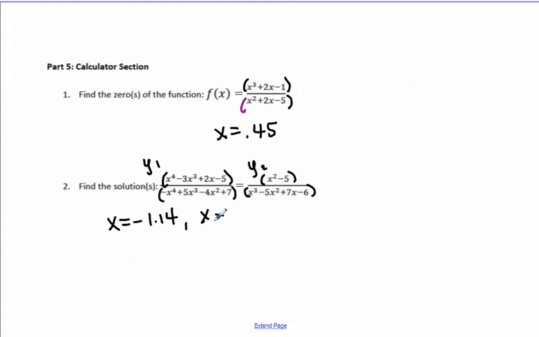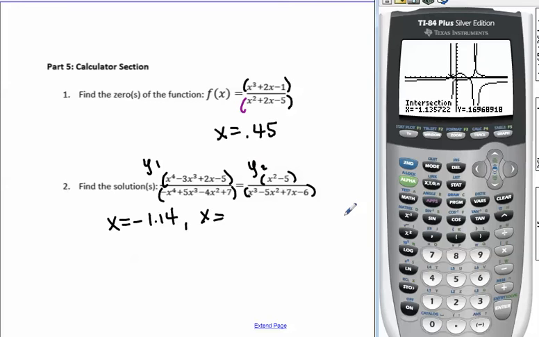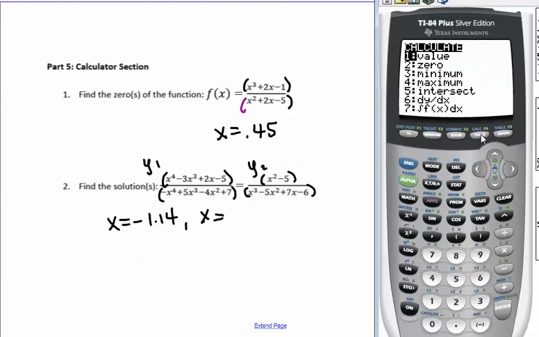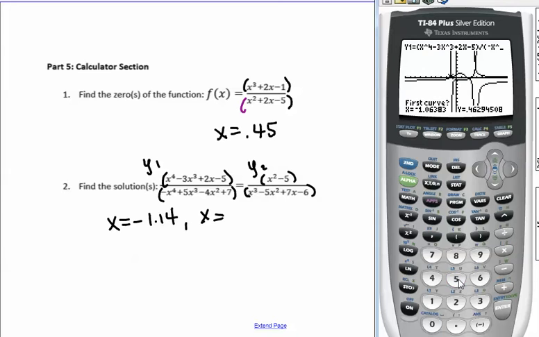There's a second answer, so we're going to find that now. Do the same steps. Second, trace, intersect, and now you want to move right until you are close to the second answer. Okay, it looks like it's somewhere around here, so press enter 3 times. And your second answer is 3.79.